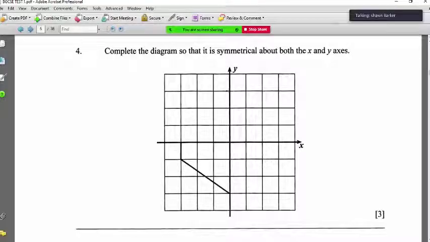Okay, so now I ask myself, how many units away from the x-axis do I have right here? Just 1 unit away. So therefore, I go 1 unit away up here. And then how many across? 1, 2, 3 across. So 1 up, and 1, 2, and 3 across.